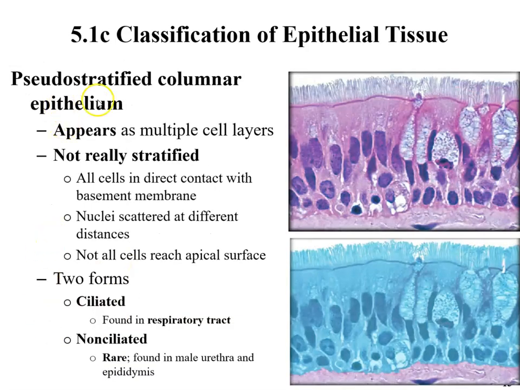And finally, you have pseudostratified columnar epithelium. Pseudostratified means falsely stratified, so it appears like there are multiple cell layers, but there is actually just one single cell layer. All the cells are in direct contact with the basement membrane, but not all the cells reach the apical surface, and you'll see nuclei scattered at different distances throughout the cell layer. There are two forms. The ciliated form is found in the respiratory tract, and the non-ciliated form is very rare. It's found only in part of the male urethra and the epididymis.